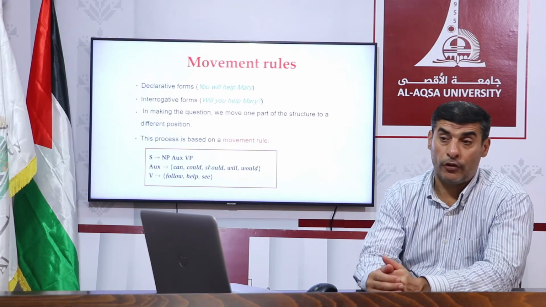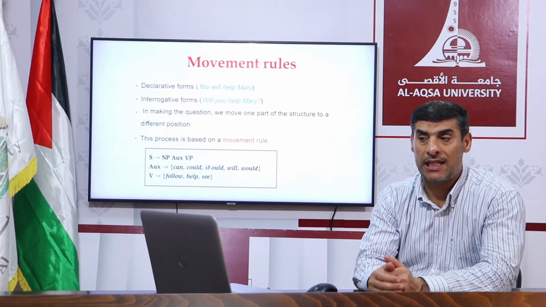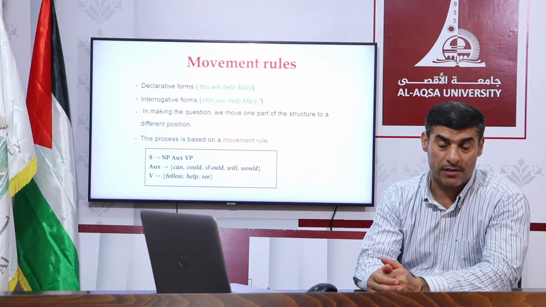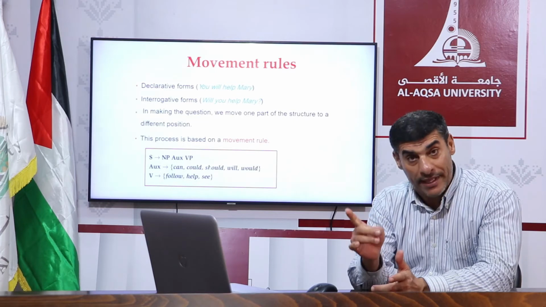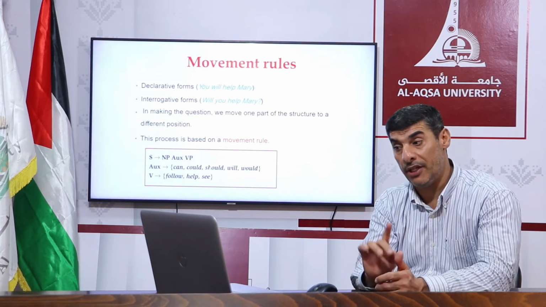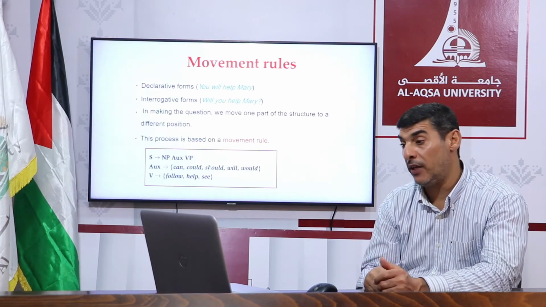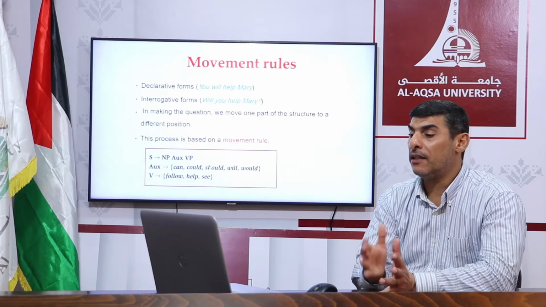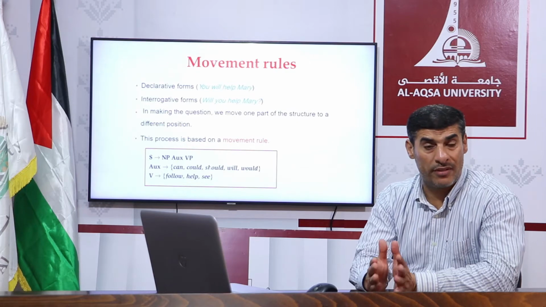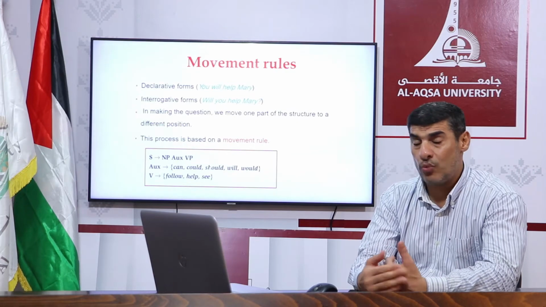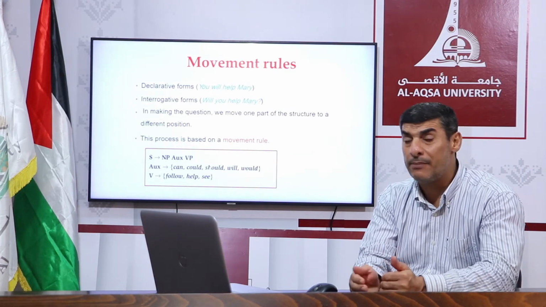An interrogative sentence or form doesn't necessarily start with a question word. If I say, for example, you're going to Gaza? You're Ahmed? Not, you are Ahmed. You're Ahmed? So I have to raise my voice at the end. In making the question, we move one part of the structure to a different position. We call this generative English, because we can generate another structure from the same structure.